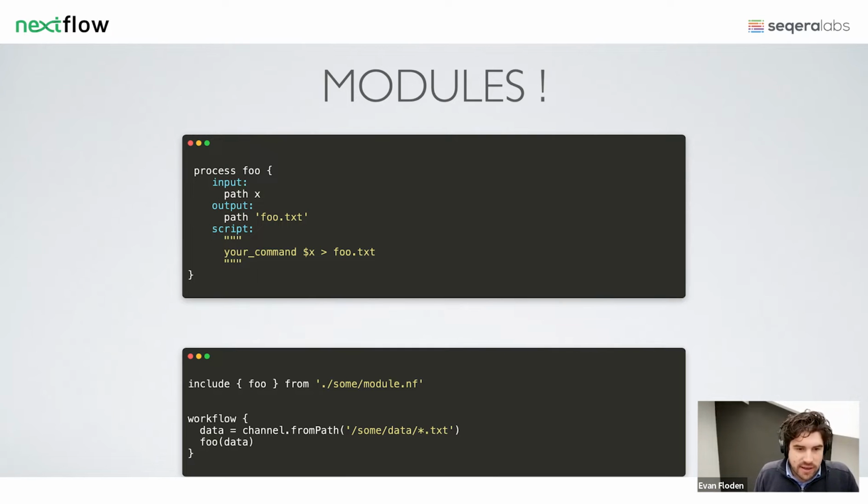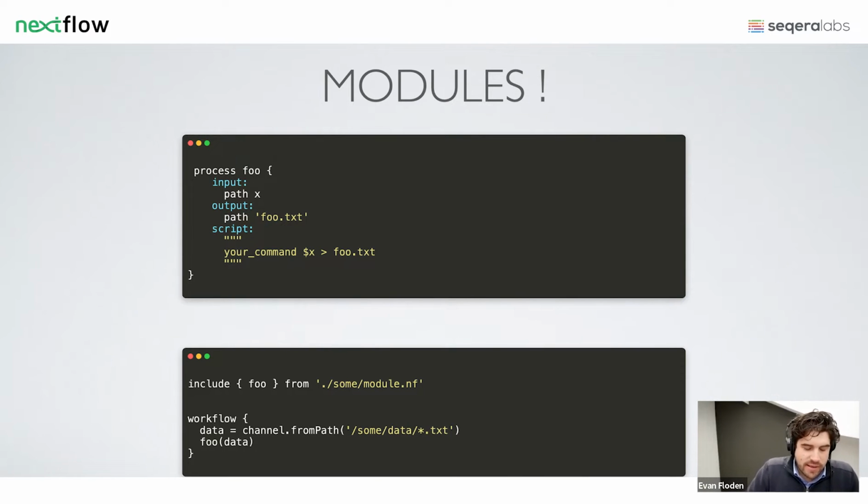And there you can see that we are including the process foo from some file, and we're going to run the workflow where we're going to call that, with everything else the same. We're going to say our data, in this case, is a channel from path, and then we're going to say, okay, run foo with the data input here.